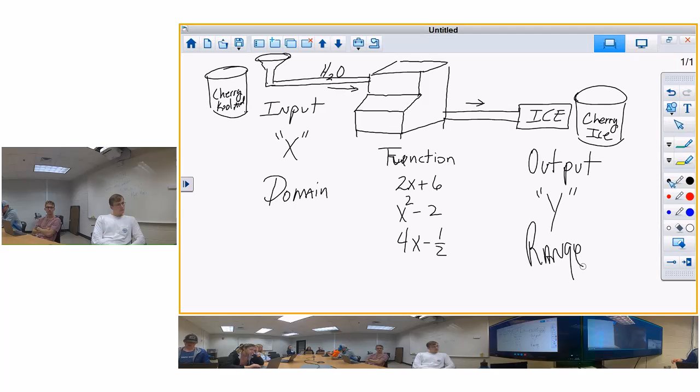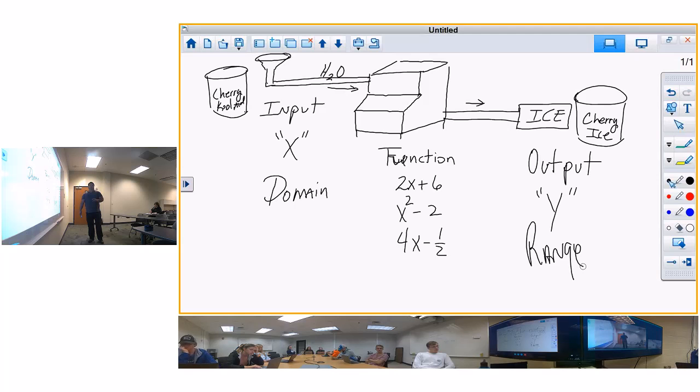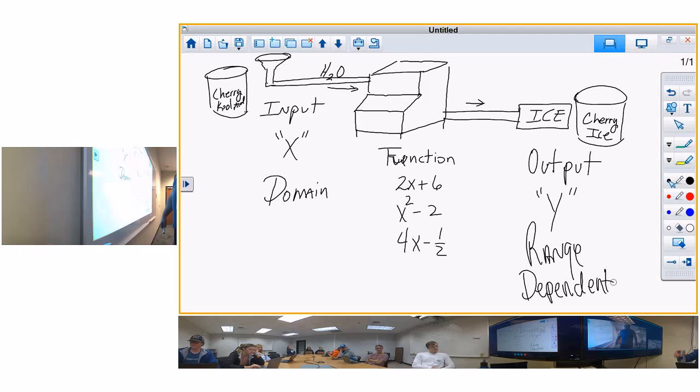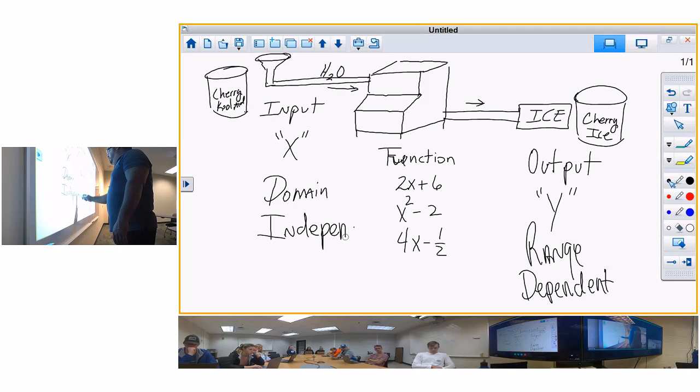Now, which one is dependent on the other? Can you have ice without water? So what is the ice? Is it dependent or independent? It's dependent. It's dependent because you can't have ice without what? Is it ENT or ANT? Dependent. I think it's ENT. So therefore, if the ice is dependent, what is the water? Independent. So that means the x is always on the bottom axis.